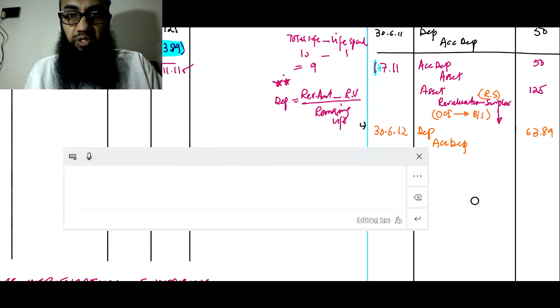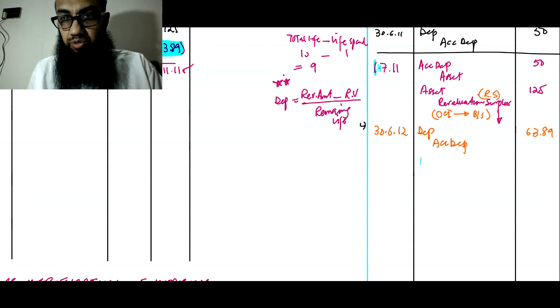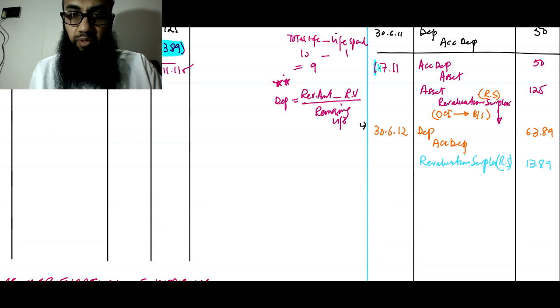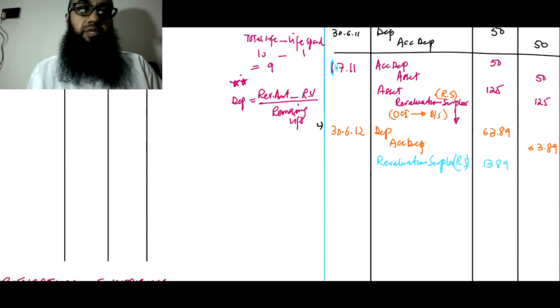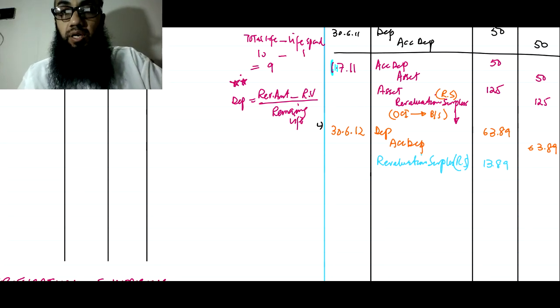So the first one is revaluation surplus should be debited with 13.89. What should be credited over here? It is retained earning.